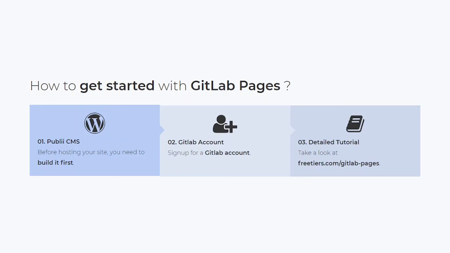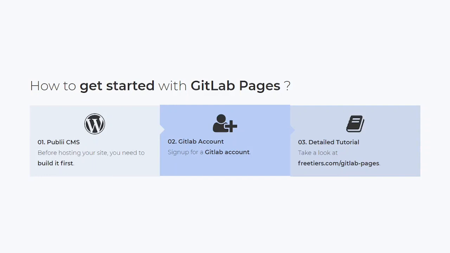Just go to gitlab.com and sign in. You'll then be able to store and publish as many sites as you want using GitLab Pages. This is a summed up version of the process. But for more details, take a look at the tutorial in the description showing you step by step how to host your site on GitLab Pages for free.